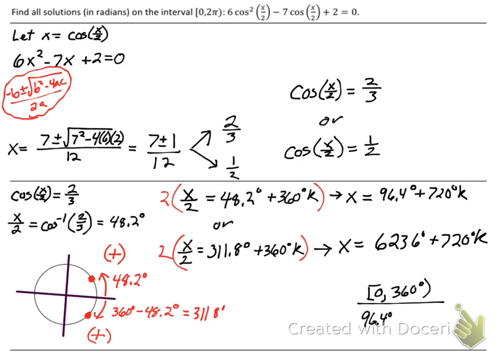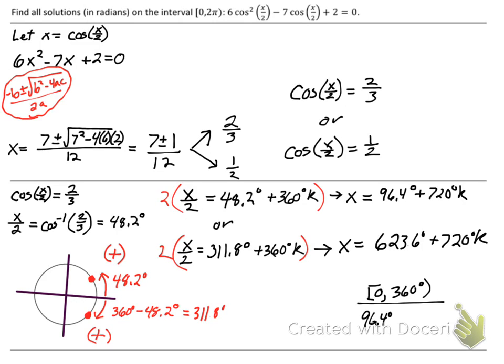If I add 720 to this, is this going to be less than 360? No, so that's the only one I can pull. Is 623.6 between 0 and 360? No. What happens if I subtract 720? Is that going to work? What's 623 minus 720? Isn't that a negative number? Is that between 0 and 360? So how many more angles did I come up with? 0 more. That's it. It's just 96.4. That's the only one that works.